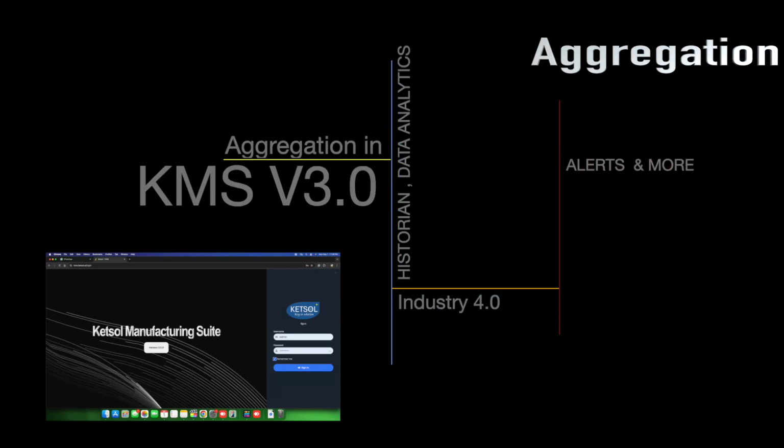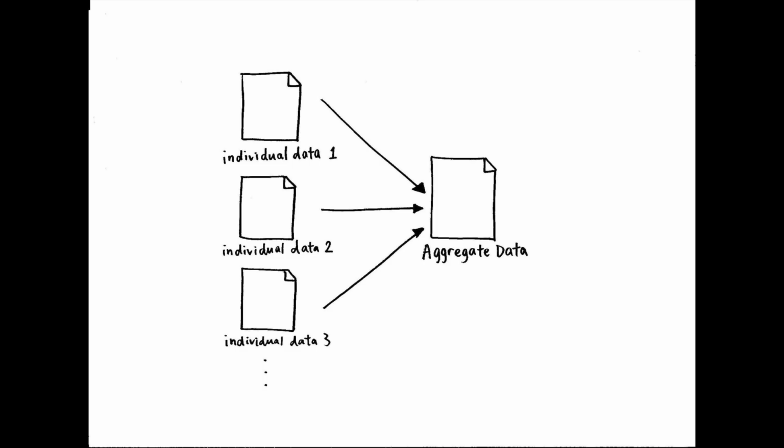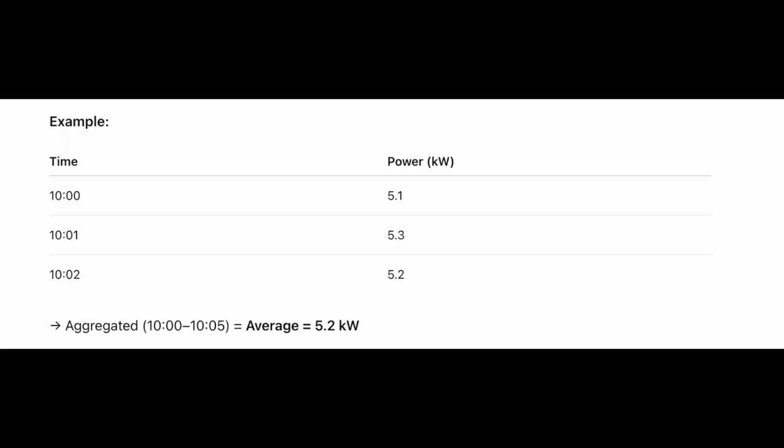Let's explore everything about aggregation. What is aggregation? Aggregation means combining multiple data points into a single representative value, typically over a time window or a group.